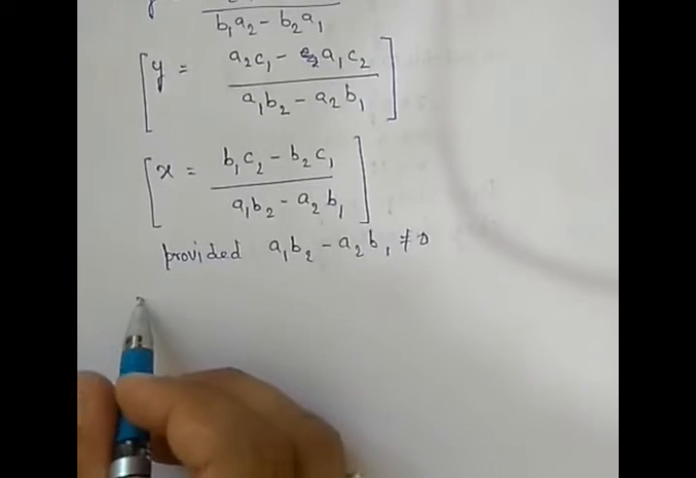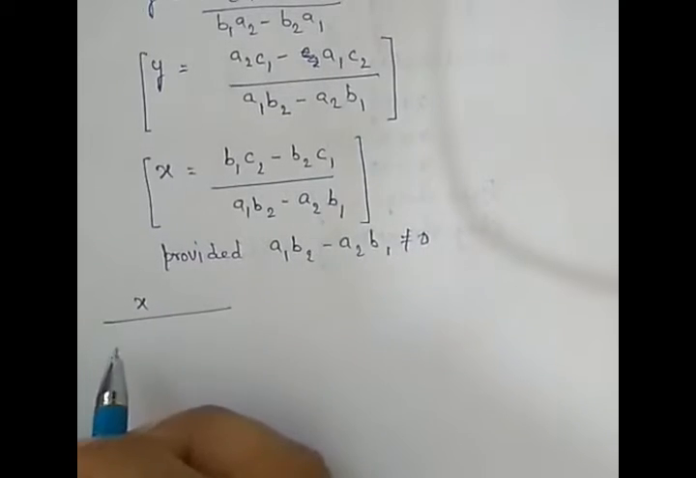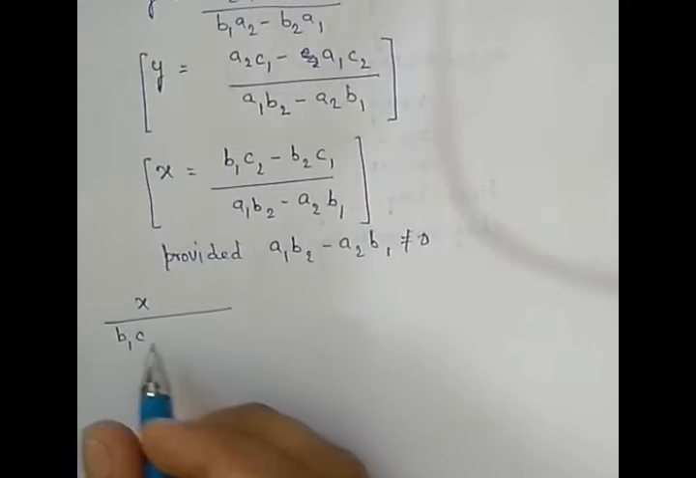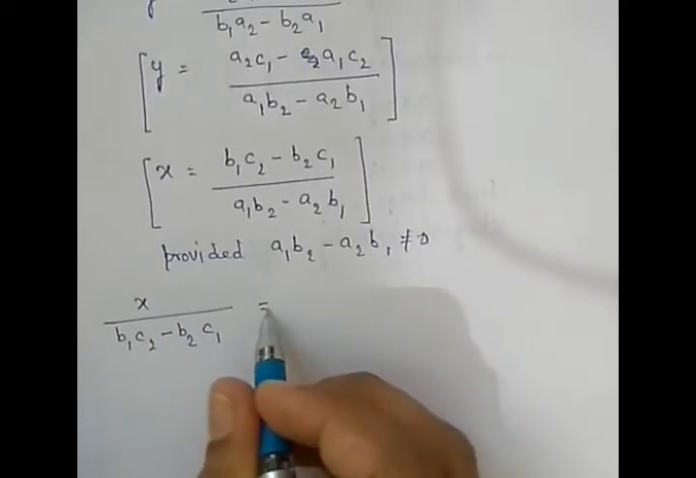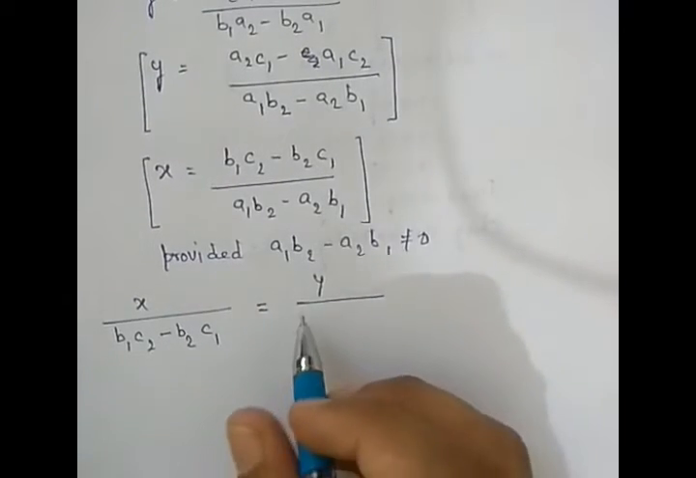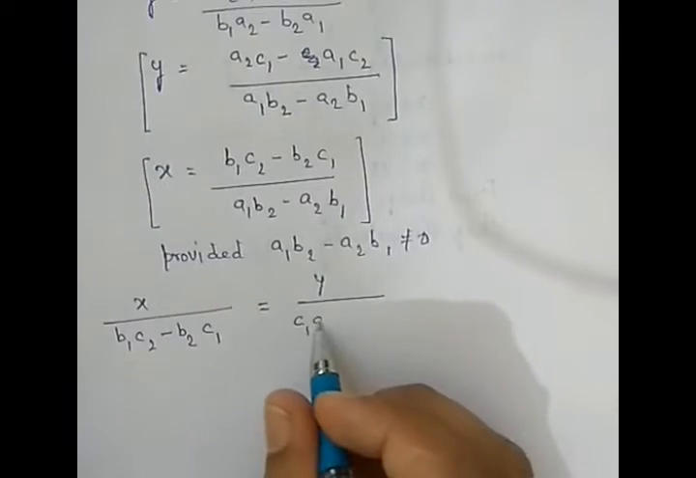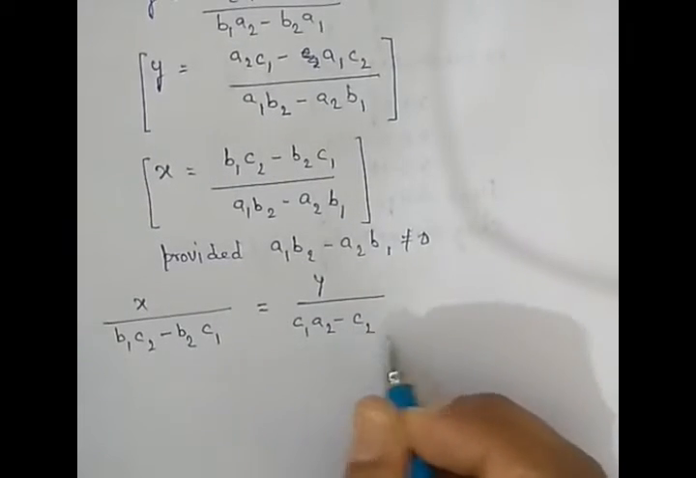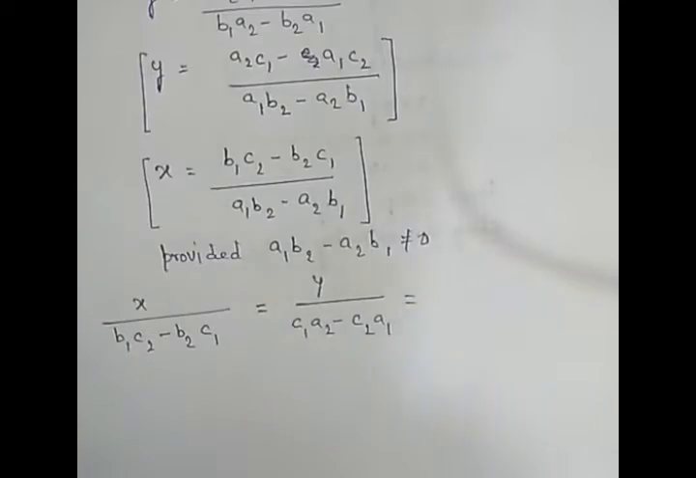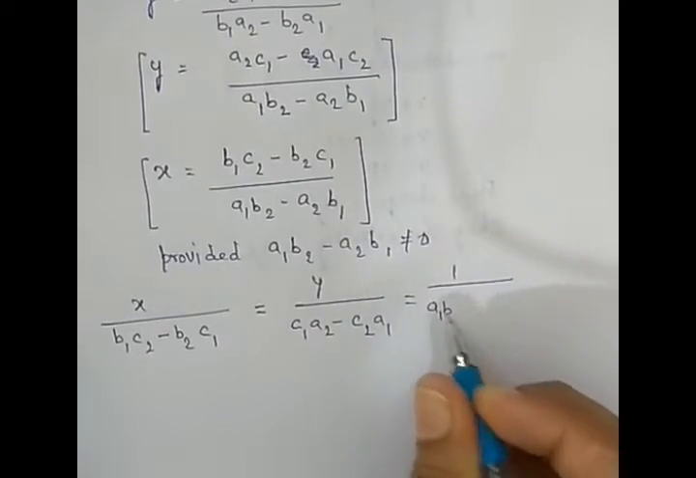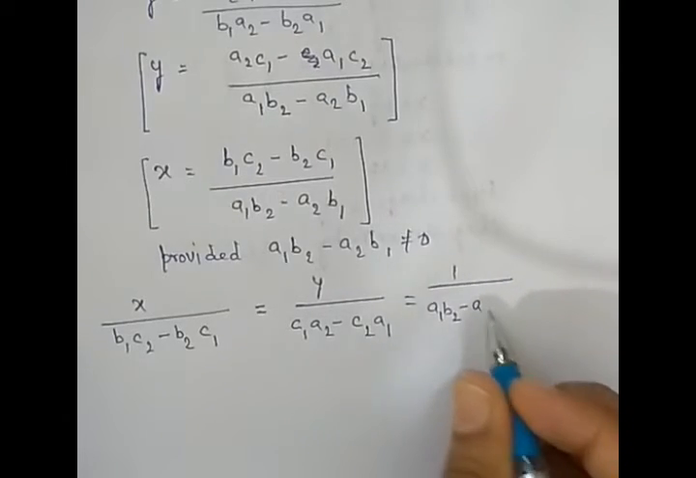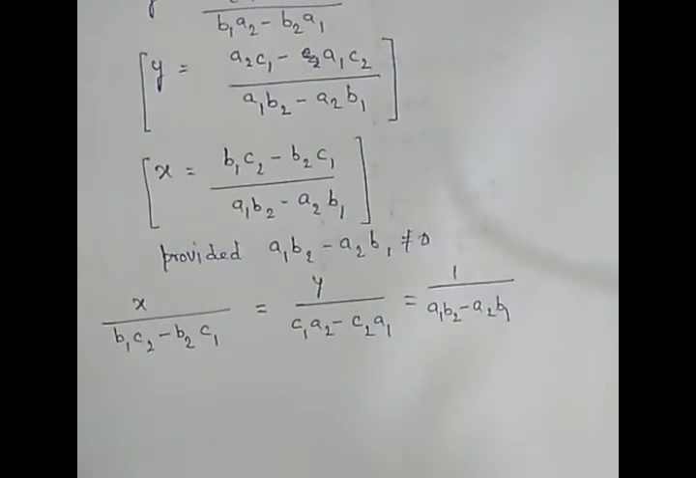At that, we can write it as x upon B1 C2 minus B2 C1 is equal to y upon C1 A2 minus C2 A1 is equal to 1 upon A1 B2 minus A2 B1.